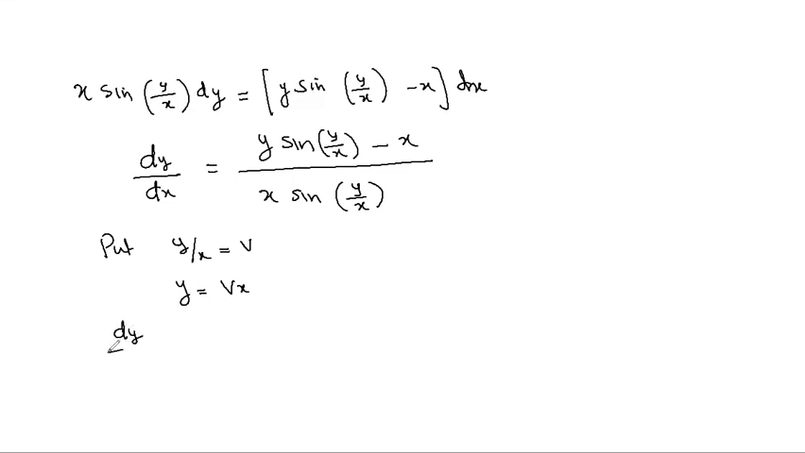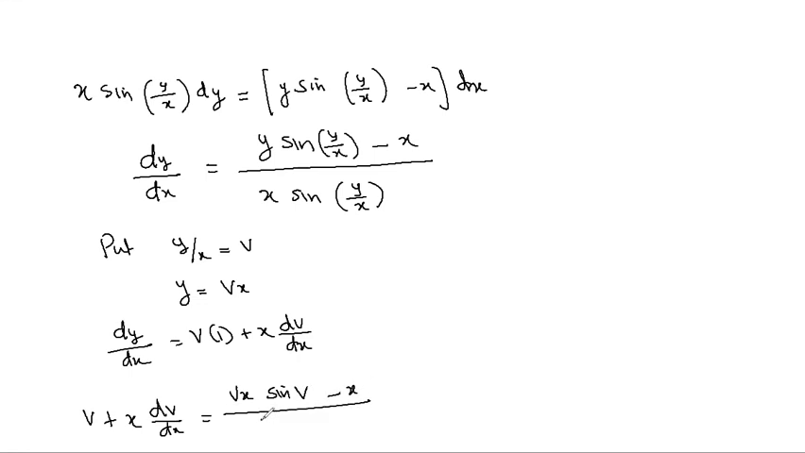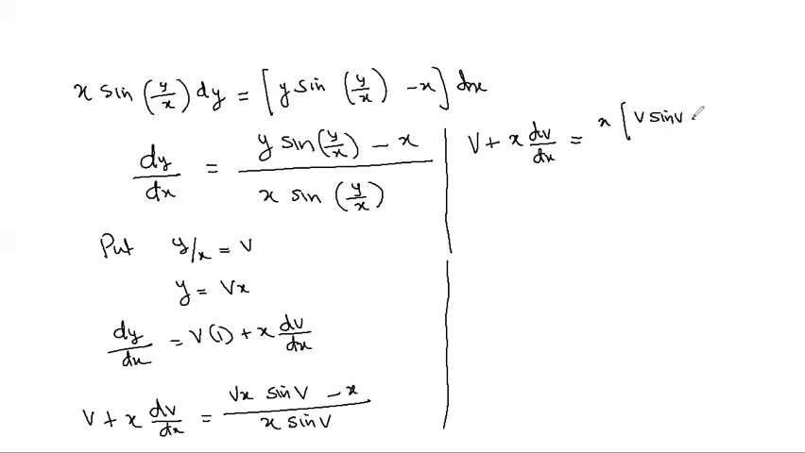Now differentiate. So dy by dx. How do you differentiate vx? Which rule should I apply? V and x are multiplying. Product rule. V into 1 plus x into dv by dx. So after doing that, this equation will become v plus x into dv by dx is, y became vx, sine v minus x upon x sine v. Now you can take an x common and cancel with the denominator. V plus x into dv by dx is v sine v minus 1 divided by sine v.